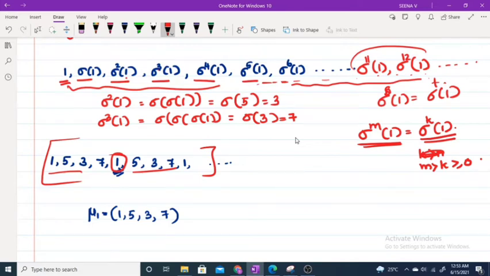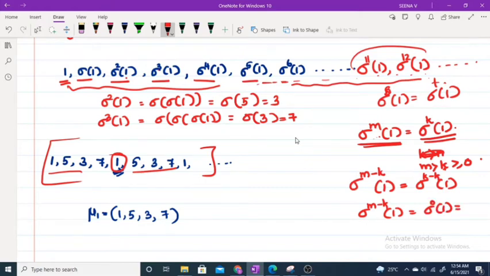Then what happens? Sigma is a permutation, so sigma inverse exists. And if we apply sigma inverse here, what happens? Clearly k is less than m. So if you apply sigma inverse k times, what do we get? Sigma raised to k minus k of 1 is equal to sigma raised to m minus k of 1, and sigma raised to 0 of 1 is the same as the identity.